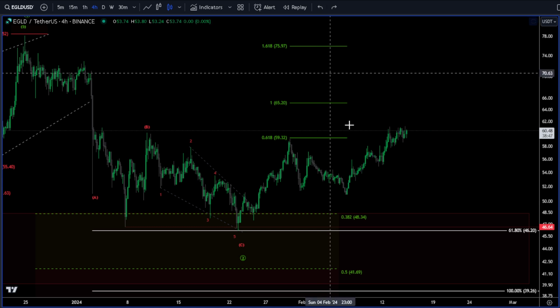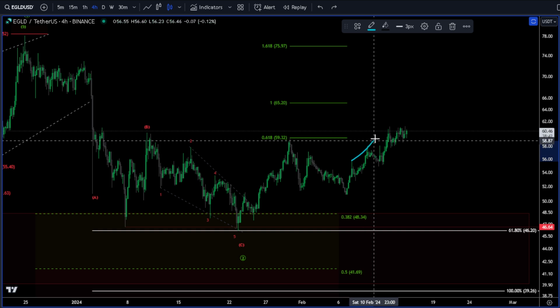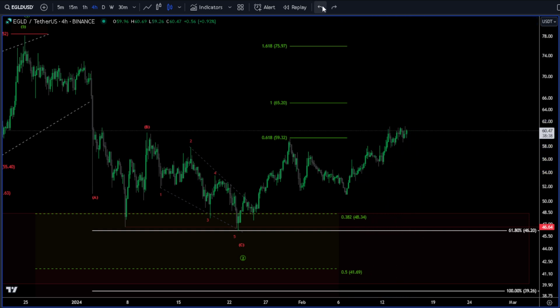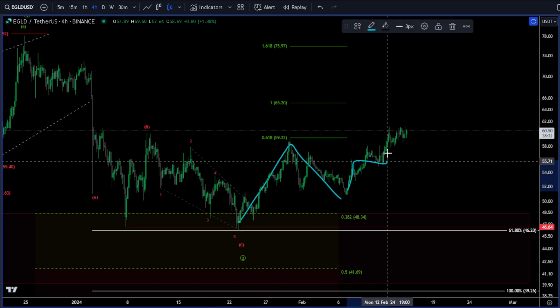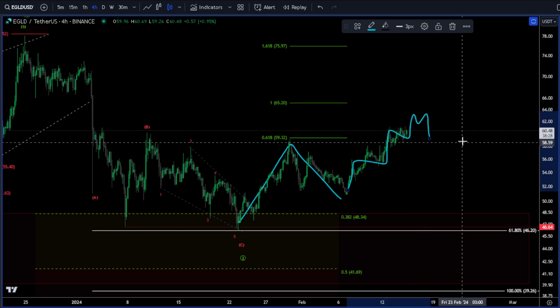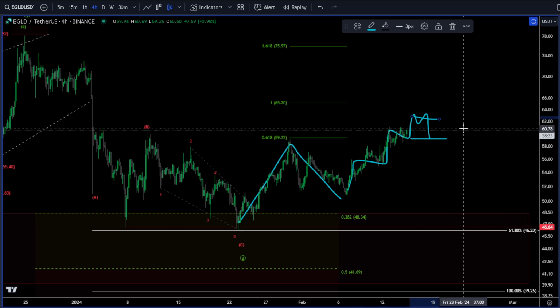But as you can see, it's a very difficult count, because I also consider the fact that perhaps this is a diagonal, but the shape of it is off. So it's more of a thought experiment, but if this is our 1, 2, and we get a 1, 2 with a flat, 3, 4, 5, and we come back and we continue to grind sideways or just take off from here, it's potentially quite bullish.